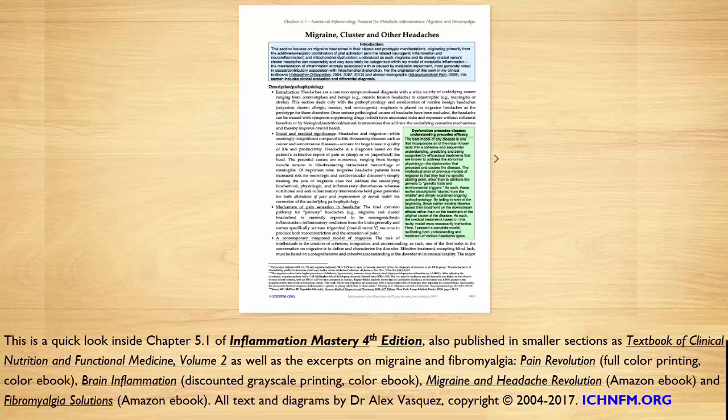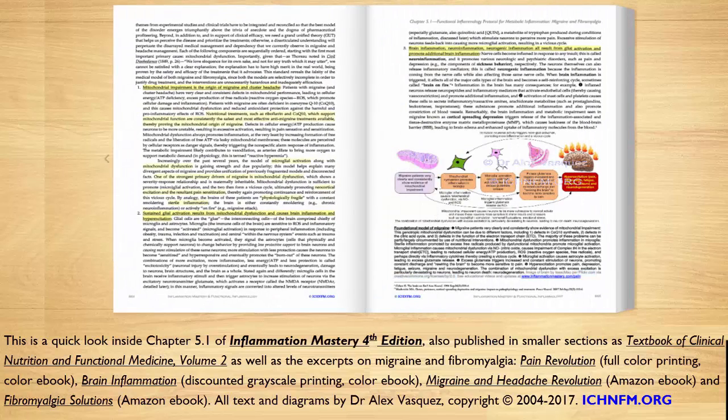So let's look here at Chapter 5.1, Migraine, Cluster, and Other Headaches. You can see that I provide a description and then dive right into the current model of pathophysiology, which my point number 1 is to state that mitochondrial impairment is the origin of migraine and cluster headache. I then go on to connect that immediately with sustained glial activation, which results from mitochondrial dysfunction and causes brain inflammation and hyperexcitation.